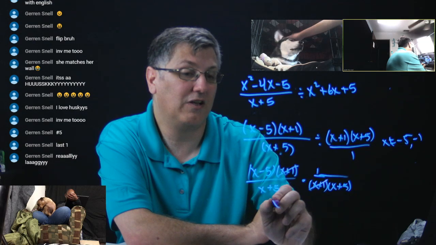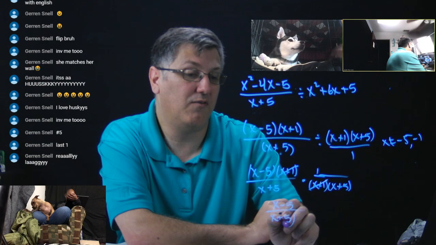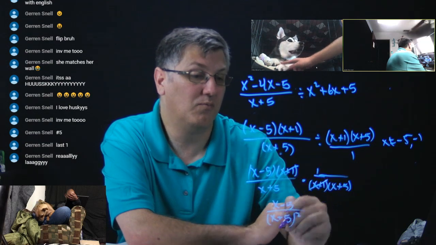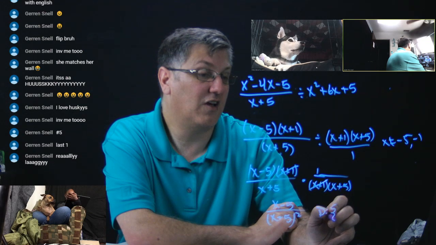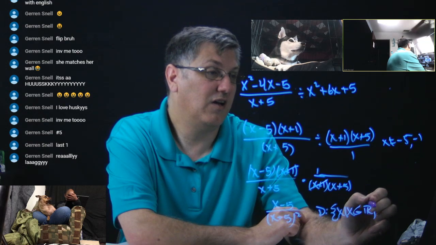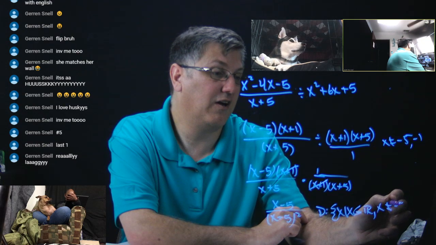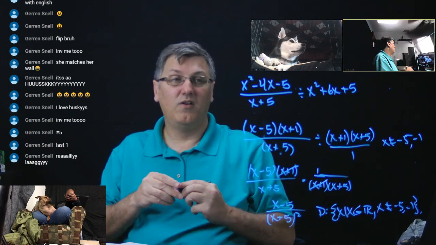This just simply leaves me with x minus 5 over x plus 5 squared, because there's 2 of them. And you're done. And then your domain is the set of all x's such that x is an element of the real numbers, and x cannot equal negative 5 and negative 1. Done. Not terribly bad.